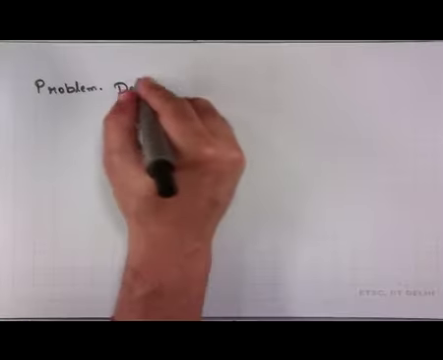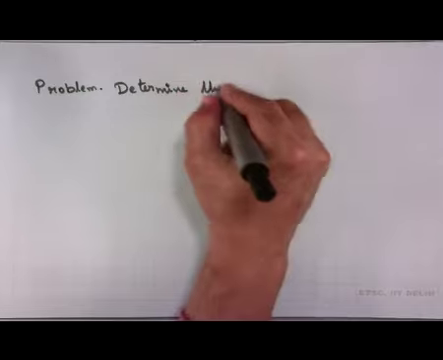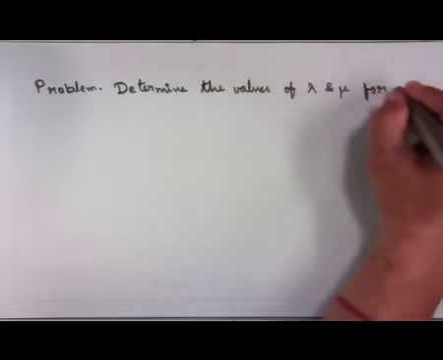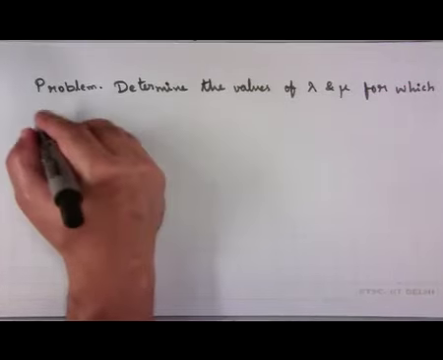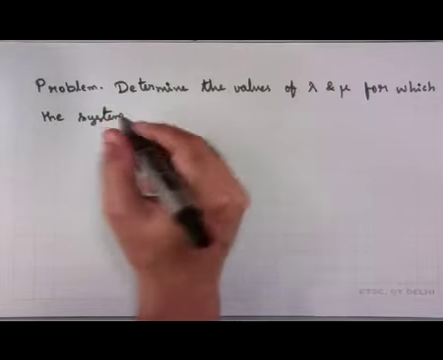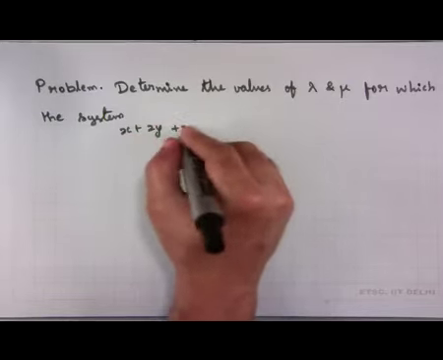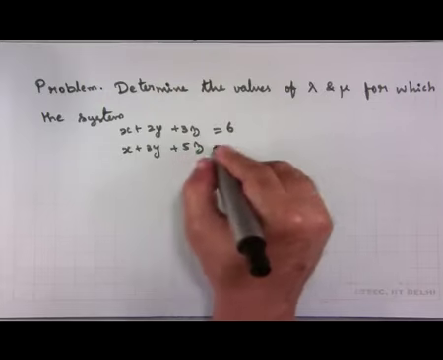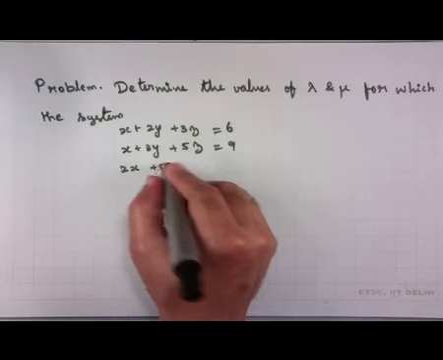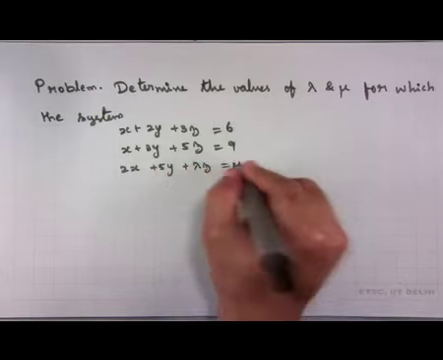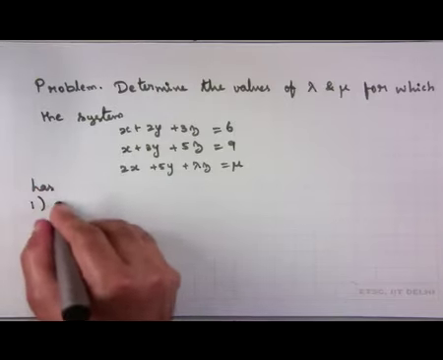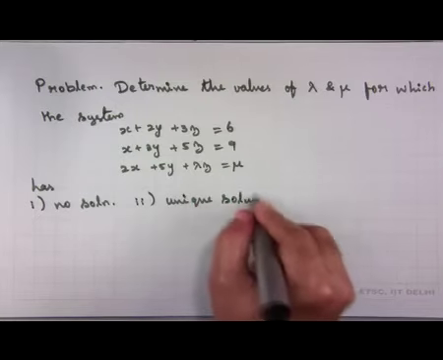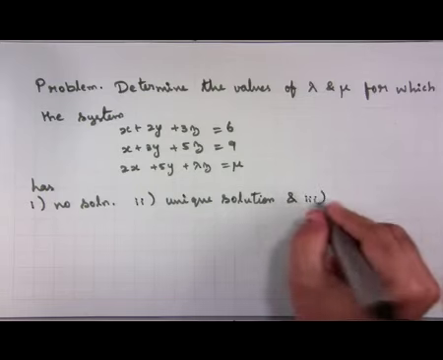Let us look at one more problem. Determine the values of lambda and mu for which the system x plus 2y plus 3z equal to 6, x plus 3y plus 5z equal to 9, 2x plus 5y plus lambda z equal to mu has number 1, no solution, number 2, unique solution, and number 3, infinite number of solutions.